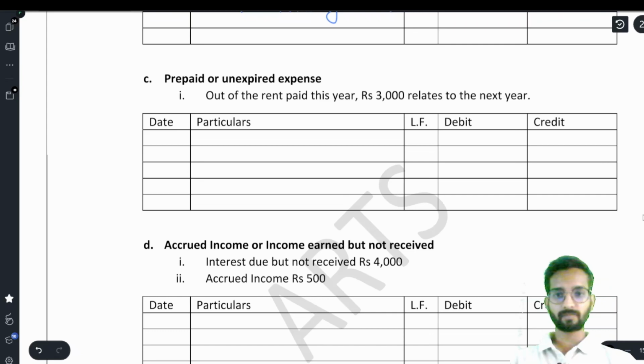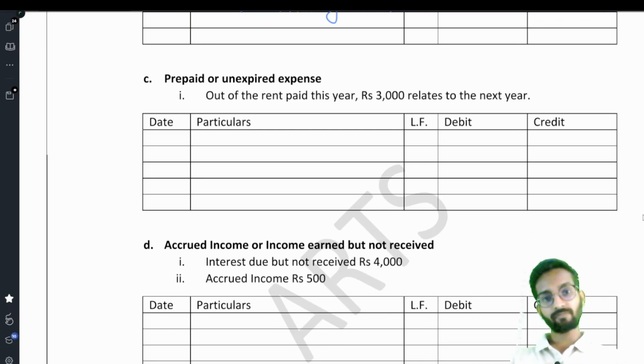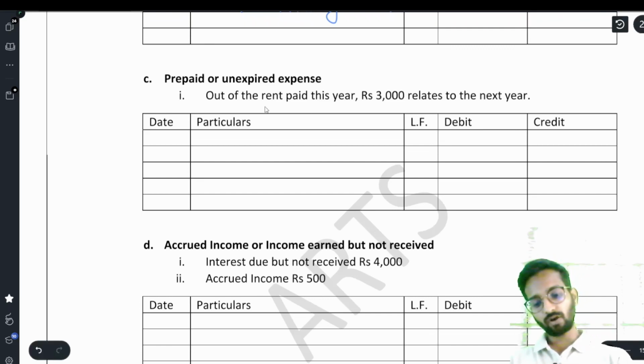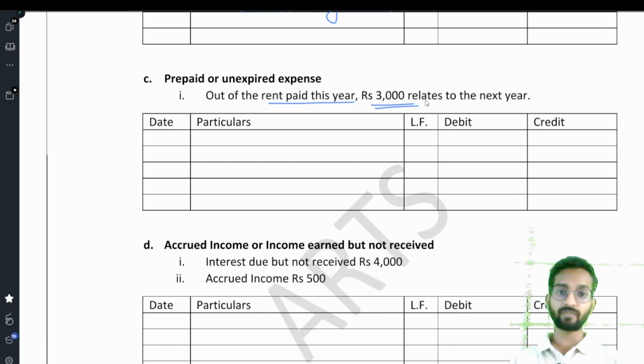Now going further, prepaid expenses. What does it mean? Suppose we are doing business and we are still in the month of January, and I pay the rent for January, Feb and March also. If I have paid the rent for Feb and March also, we call it prepaid rent, that I have already paid rent in advance for the future. What will I write in the entry? See, out of the rent paid this year, 3,000 rupees relates to the next year. I have already paid the rent of next year also.